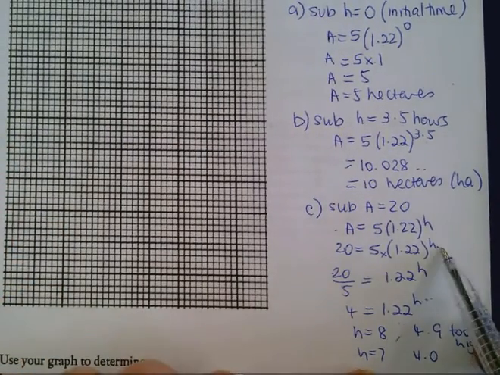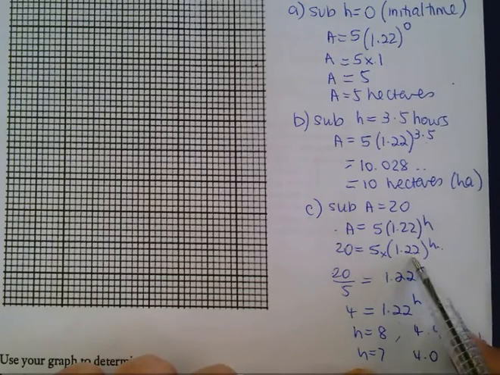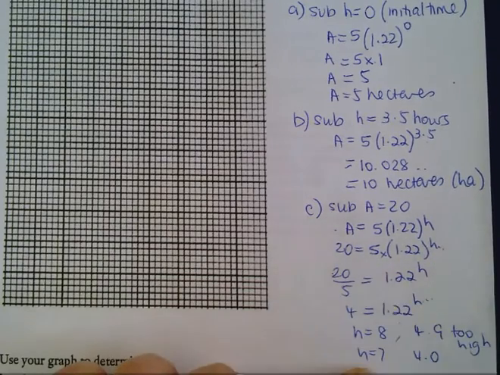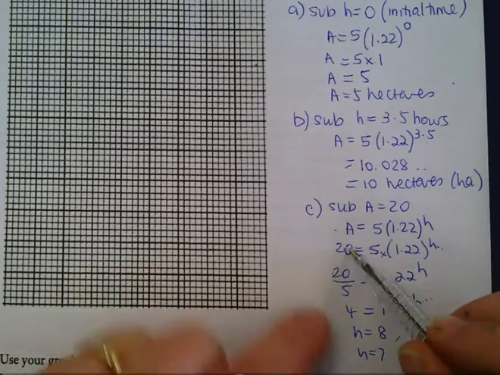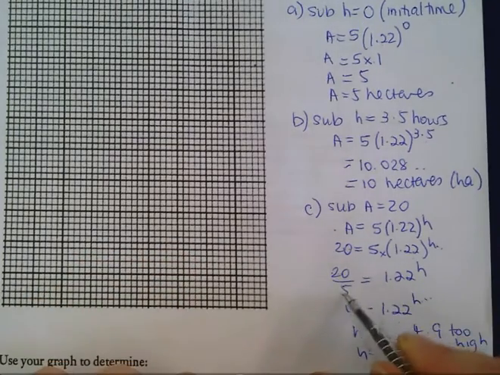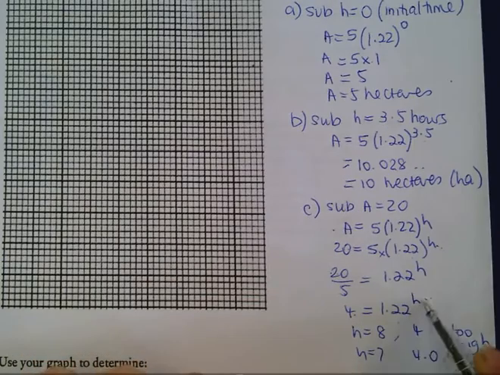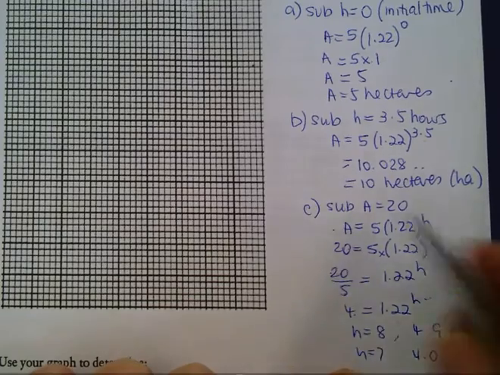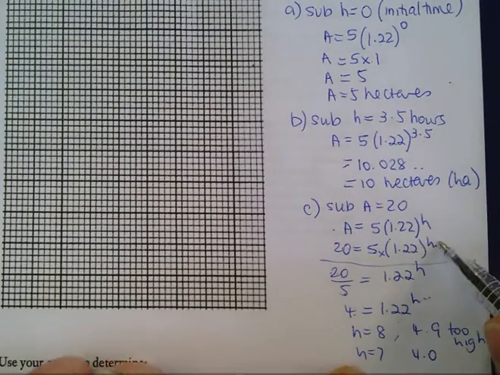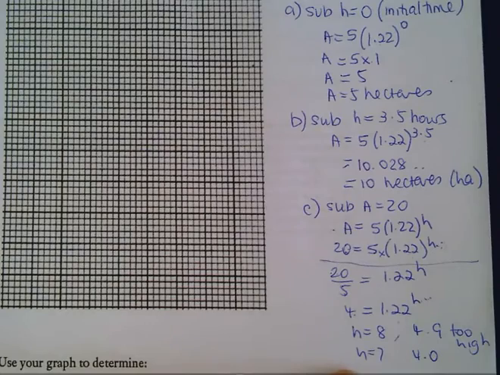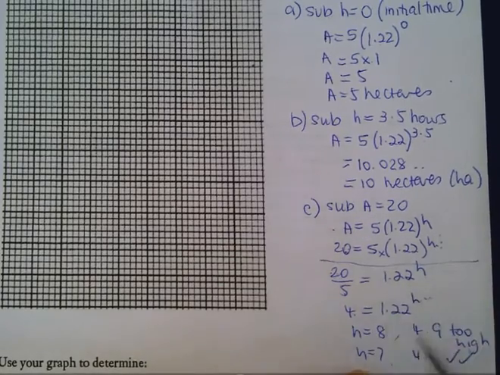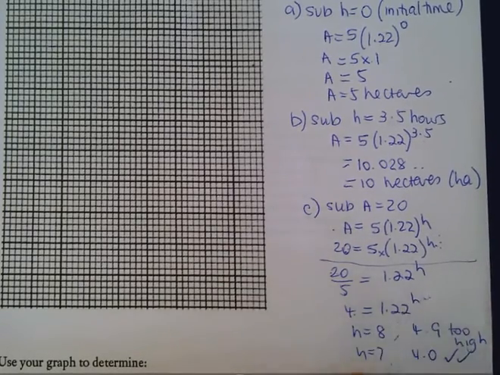And then you could go back to the original equation and go 5 times 1.22 to the power of 7, and you'll get 20. So what I've done, I divided by 5 to get the 4. I now need the value of h that gives me 4, or if you don't like doing it that way, you could stop here and just try different values of h to get 20. And the smallest value of h that will give me 20 if I put it in here, or that will give me 4 if I put it here, is 7. So it would be 7 hours.